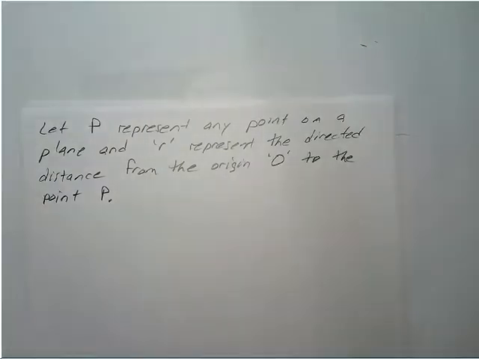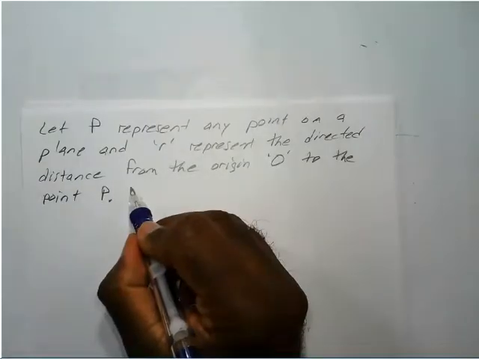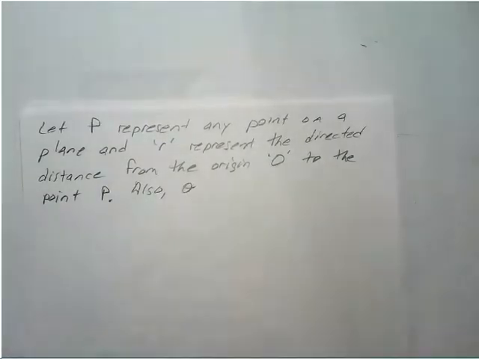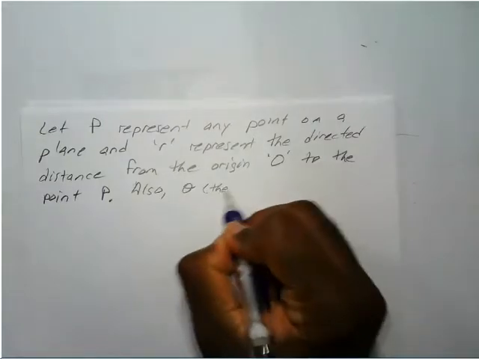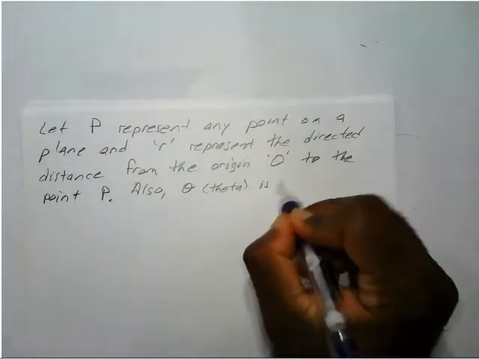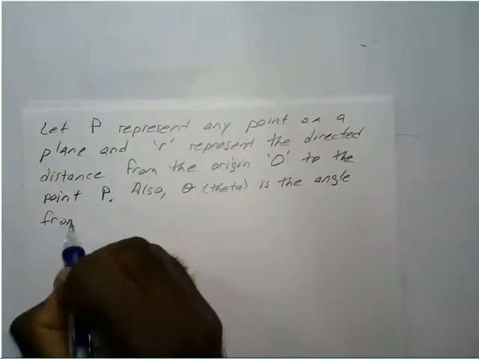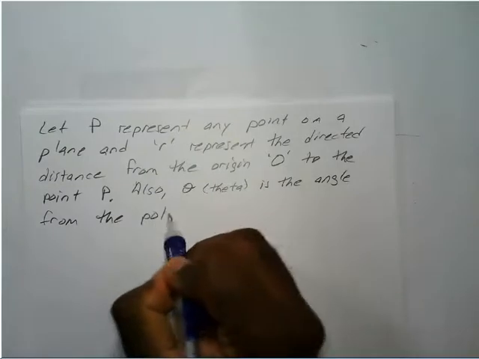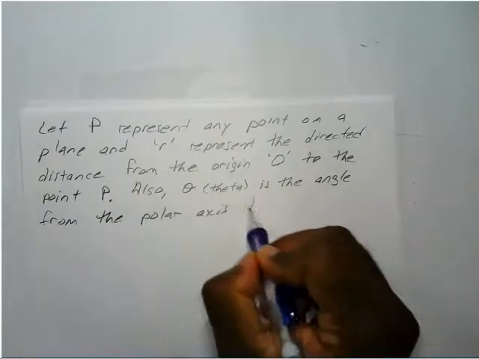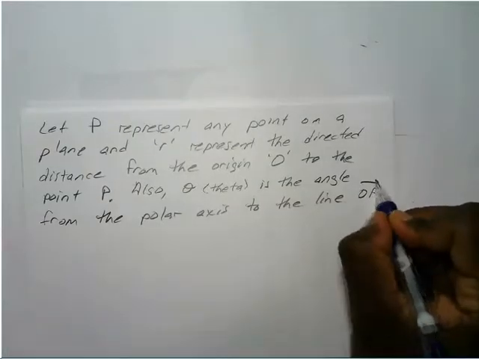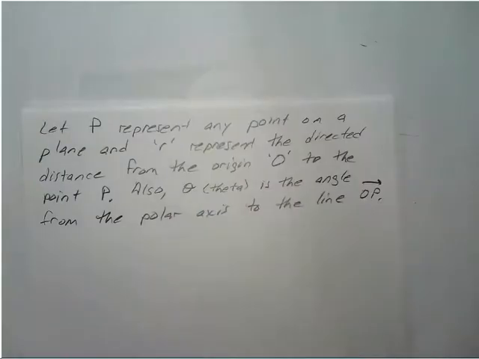And in addition, we have our θ be the angle from the polar axis to the line. Okay, so we'll write that down also. So that θ is the angle from the polar axis to the line from O to P. Uh-oh, sorry about that.